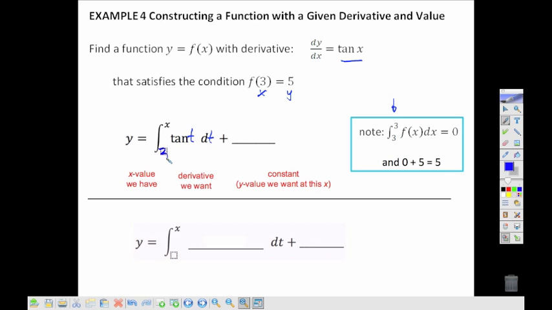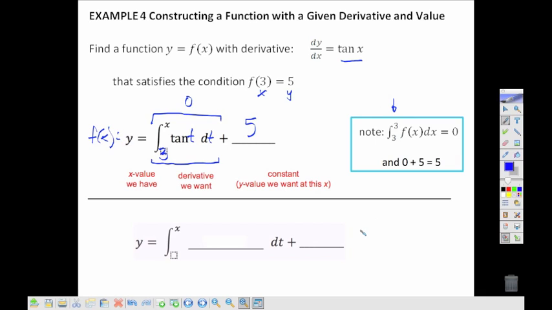If I put the 3 right here, then that tells me if I plug in x, this part of my function will be equal to 0. And if I want this function, y, or f of x, to be equal to 5 when x is 3, if I plug in x right now, I get 0, so I'm going to add something else here. 0 plus 5 would give me 5, so I'm going to add the y value that we want at this point. So I force this integral to give me a 0, and I add on what I want.